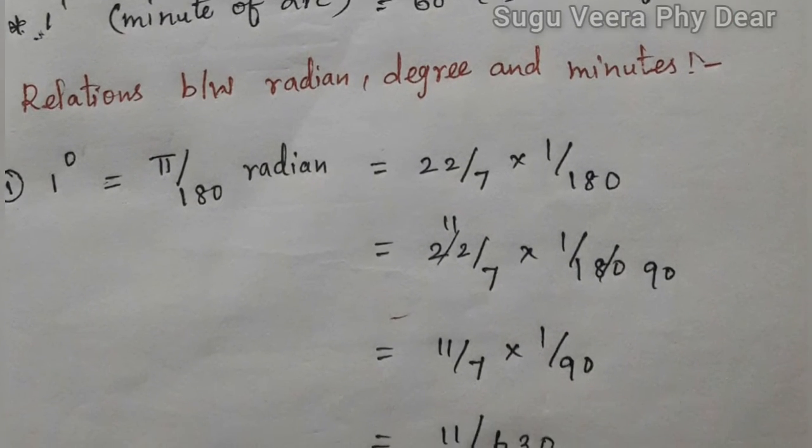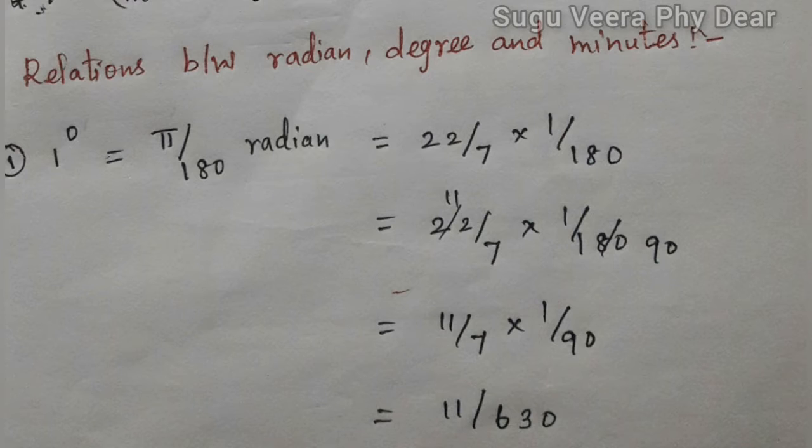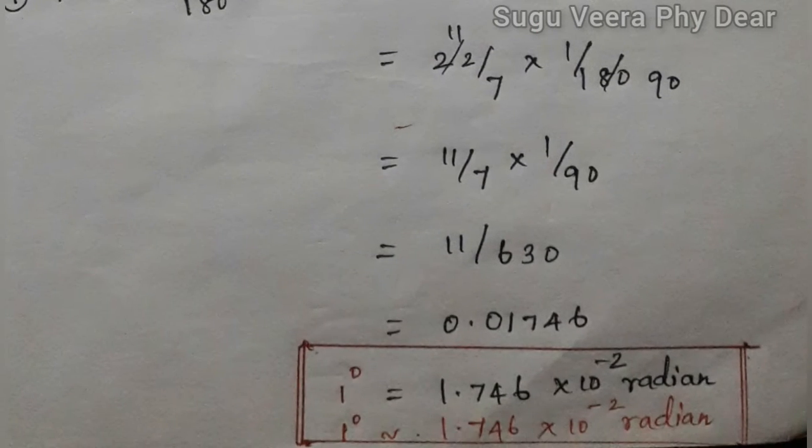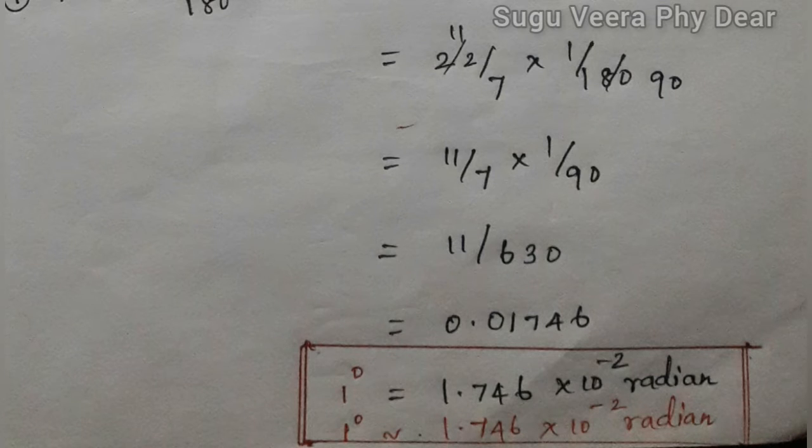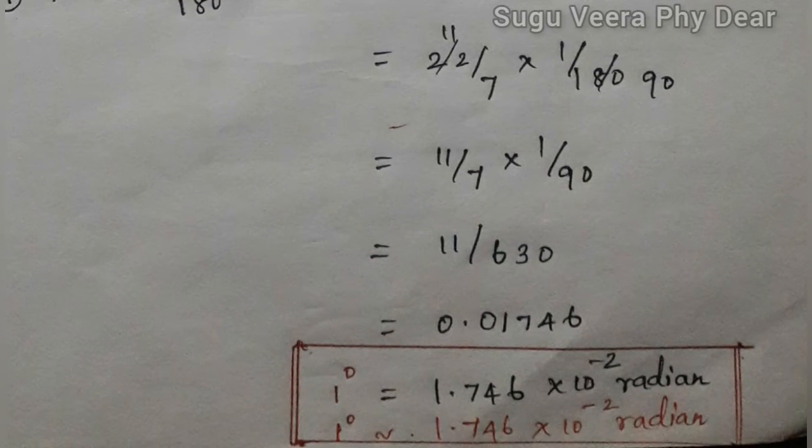Then the relation between radian, degree and minutes. 1 degree equals pi divided by 180 radian. So pi value 22 divided by 7 into 1 divided by 180. 22 and 180 are cancelled by 2. So 11 divided by 7 into 1 divided by 90 is the simplification. 11 divided by 630 is 0.01746. Rearranging this value, it is approximately 1.746 into 10 to the power of minus 2 radian.